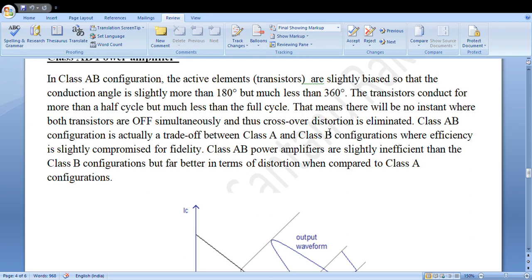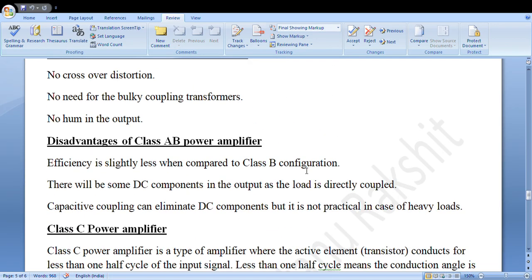That means it is more efficient, but the fidelity is also acceptable. That means the distortion is also acceptable. So both of the advantages of class A and class B amplifiers can be amalgamated in class AB amplifiers.